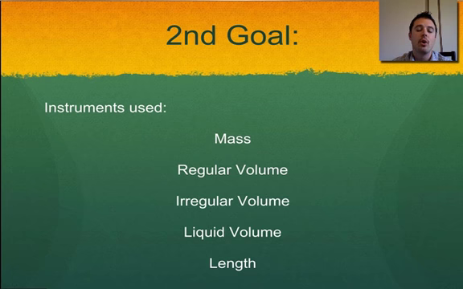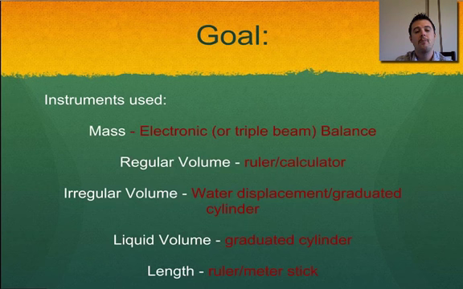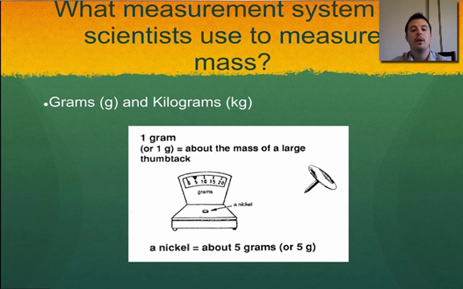In the second part of the goal, not only are you able to use those units and labels correctly, but you'll know what instrument to use to get that number. So for example, you'll use a balance, either electronic or triple beam, to find the unit of mass. You'll use a ruler and a calculator to find regular volume. You'll use water displacement and a graduated cylinder to find irregular volume. And if you have simply liquid volume, you'll use a graduated cylinder. And of course, for length, a ruler and a meter stick. So to know what to do and how to do it for each of those different calculations is very important, and that's part of this video today.